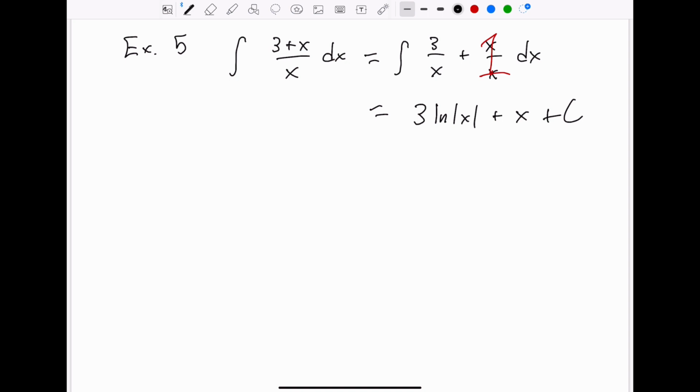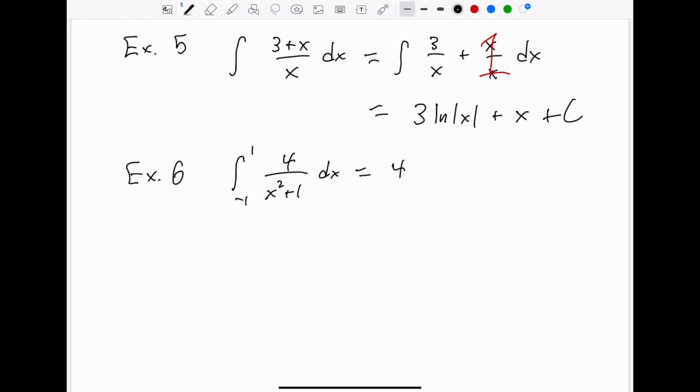Let's take a look at one final example. Example 6. We have the integral of 4 divided by x squared plus 1, and we are integrating from -1 to +1. This is an integration rule that we need to be familiar with. If we look at our list of rules, we'll notice that this is arctangent.